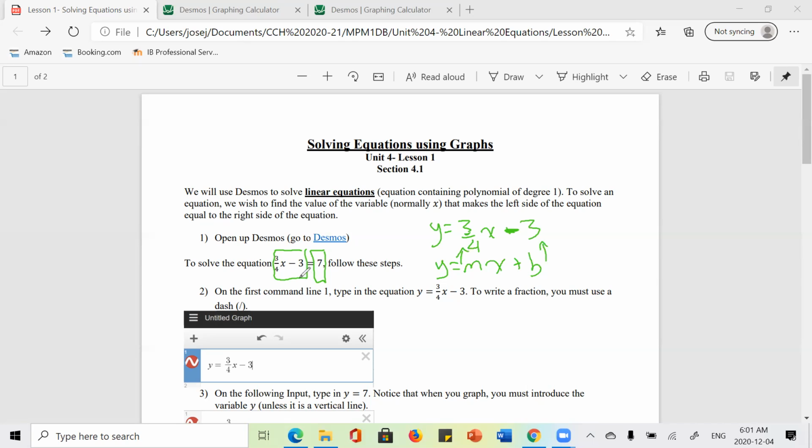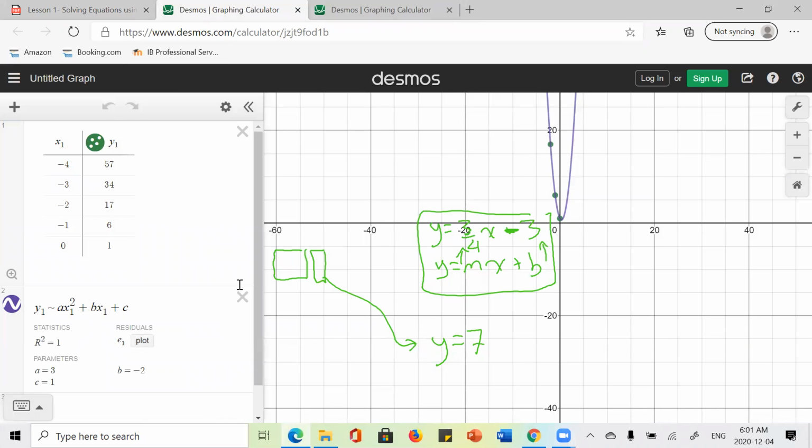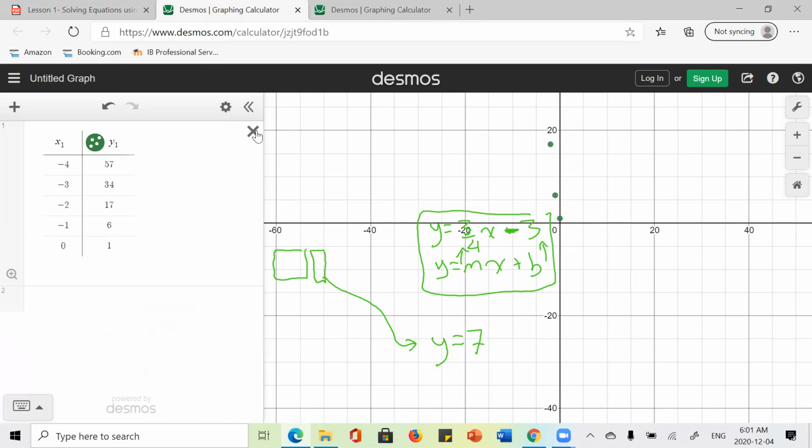So we're going to graph out the two separate equations. Here's our first equation, and then our second equation, I'm going to write over here, is y is equal to 7. You're going to graph both of them out. I'm going to show you how. You go to Desmos, and I know I have all these instructions on the handout, but I figured I should just start from scratch here.